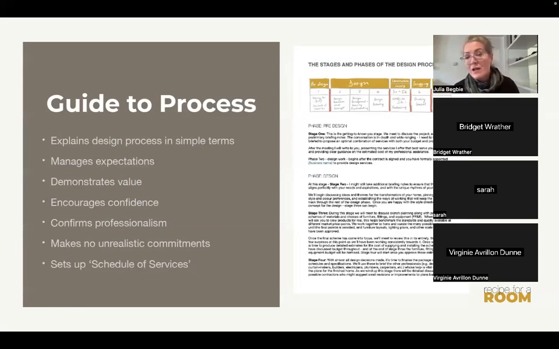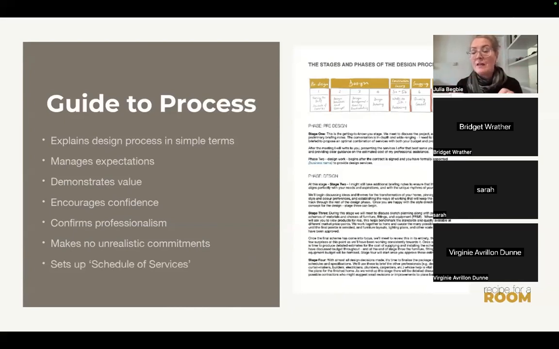It helps to demonstrate your value, because most clients probably have no idea just how much is involved in getting to a finished design proposal. It encourages confidence because it shows that you understand that they need guidance. It shows that you understand the design process and that you know what's involved. It confirms your professionalism. It makes no unrealistic commitments. I'm just going to get rid of that bar. And it helps set up the schedule of services.